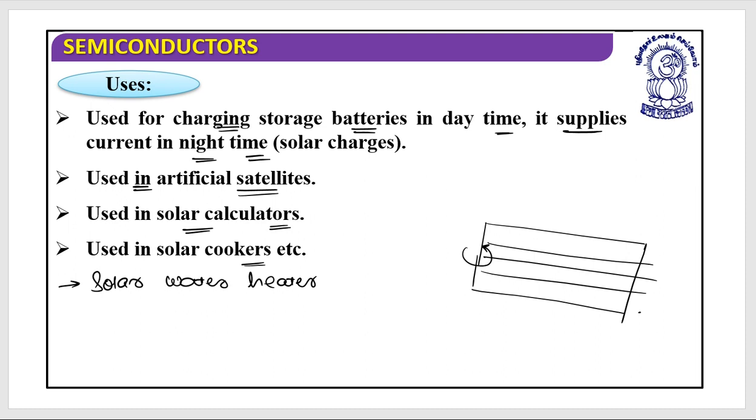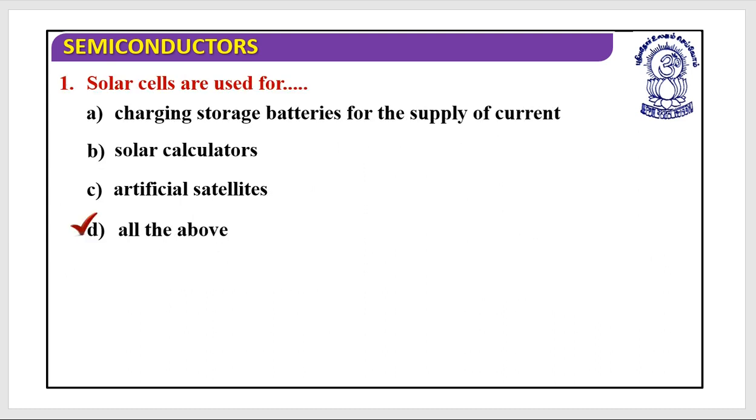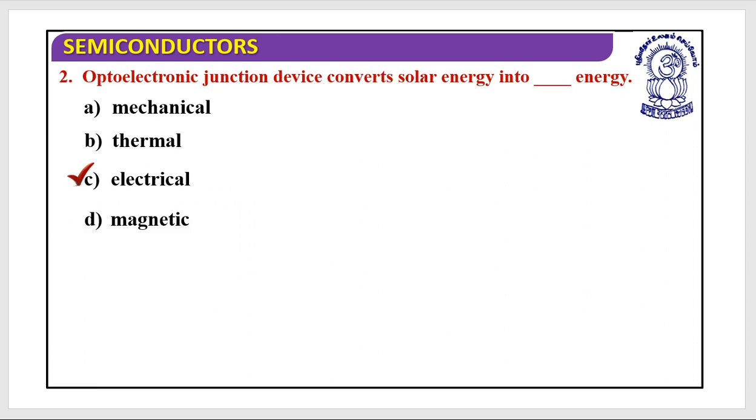So let's have a look at certain quick questions. Solar cells are used for charging storage batteries for the supply of current. Yes. Solar calculators. Absolutely right. Artificial satellites. Correct. And all of the above. Yes. Great. So solar cells are used for everything. Next: optoelectronic junction devices convert solar energy into, yes, electrical energy.